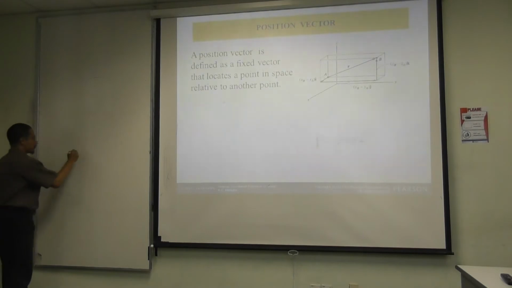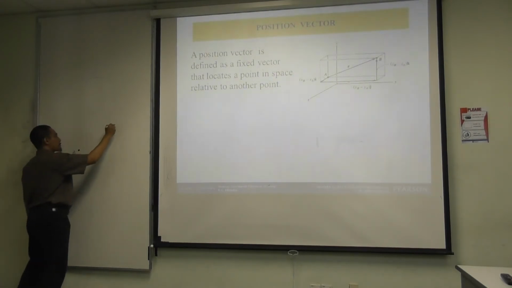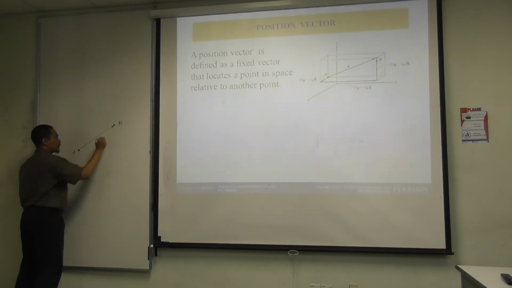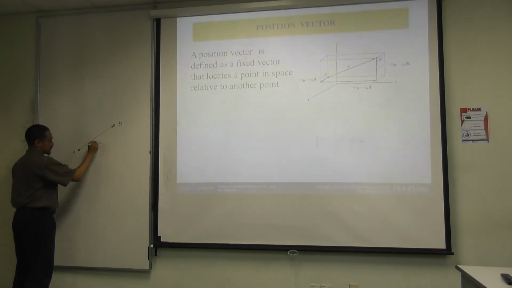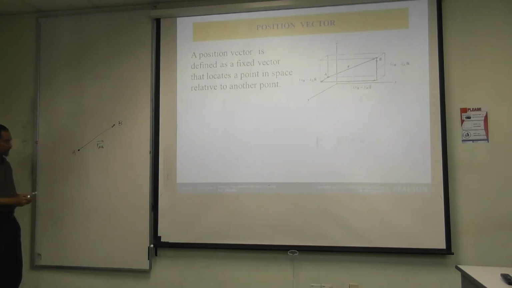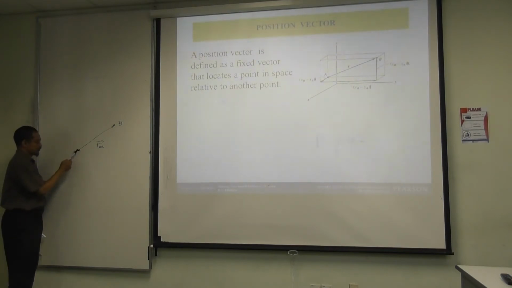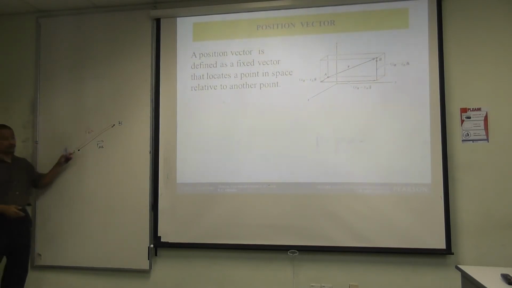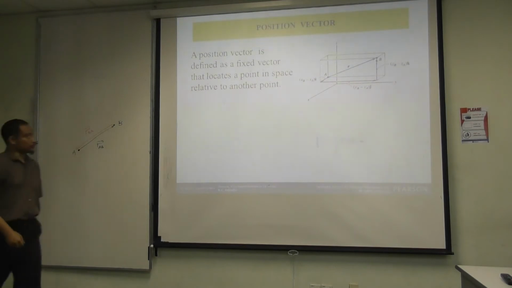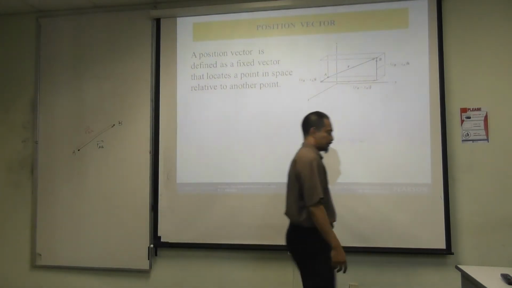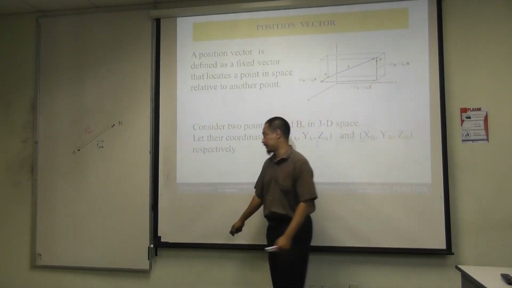So if you have point A and point B, the position vector is denoted as R_AB. It is basically a vector that expresses the vector from point A to point B. Right? If you go the other way around, normally we'll express it as BA. It's not the same because the direction is opposite. So that's basically it. The concept is just to relate two points in space.